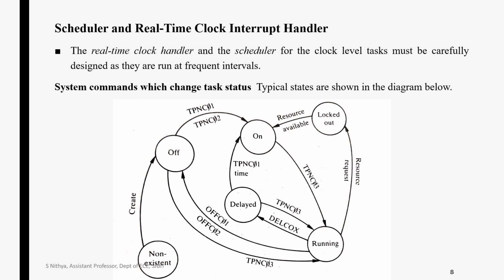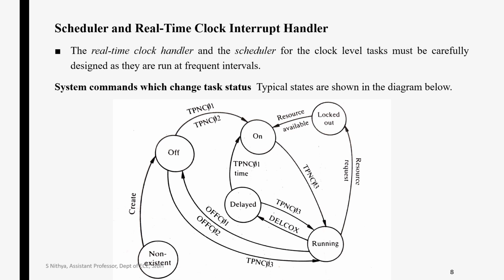So here you can see running task, delayed task, on task, off task, non-existence task, and locked out. Okay, so you can see some of the commands which are there, tpnc1, tpnc02 and tpnc01, tpnc03, del 0x, and also here tpnc01, tpnc03, OFFC01, OFFC02, and then tpnc03, and also create, and resources are available and request the resource. So like this, there are many operations. Whatever we talked about in the previous state transition diagram is the same thing, but here it is represented as commands by using an RTYS command.